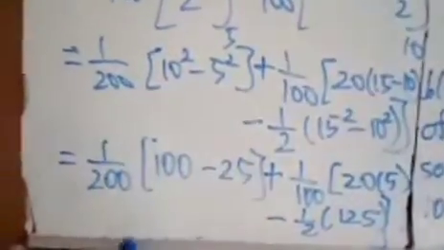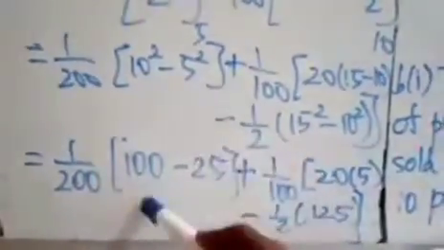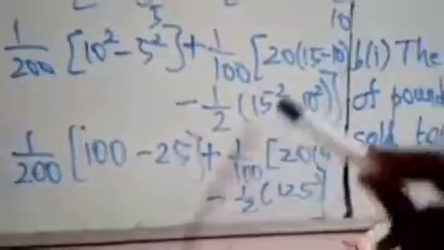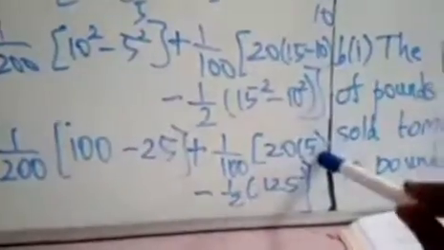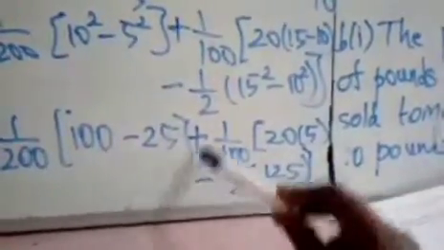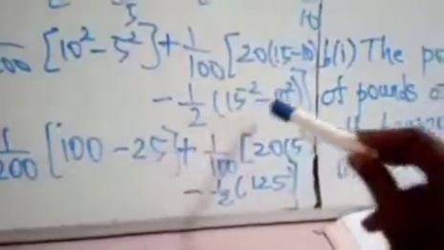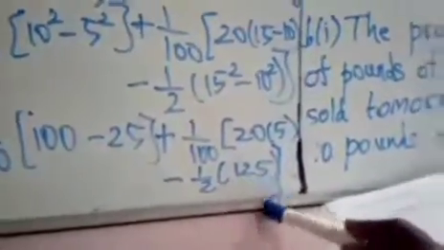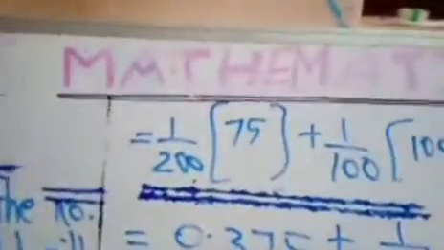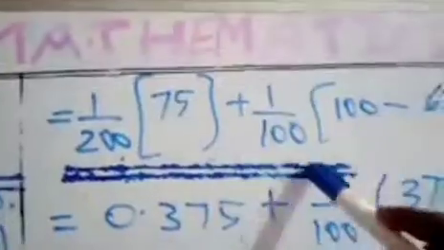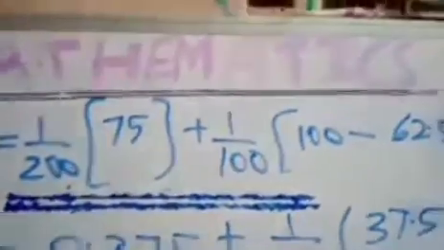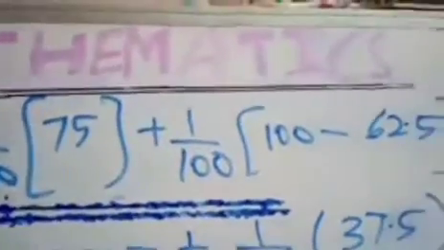Then 1 by 200 of 100 minus 25, since 10 square is 100 and 5 square is 25. So 100 minus 25, plus 1 by 100 of 20 of 15 minus 10 is 5. So 20 of 5 minus 1 by 2 of 15 square is 225 minus 10 square is 100. 225 minus 100 is 125. We will get 1 by 200 of 100 minus 25 is 75, plus 1 by 100 of 20 into 5 is 100 minus 125 divided by 2 means 62.5.